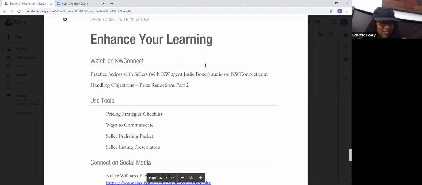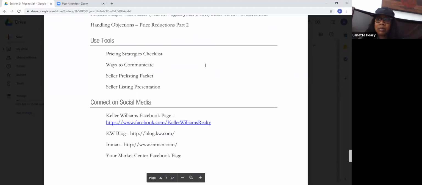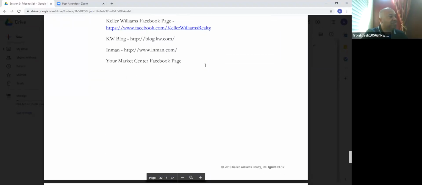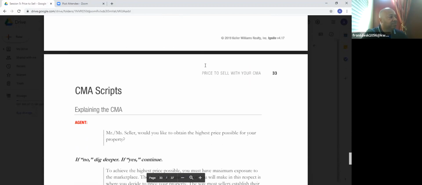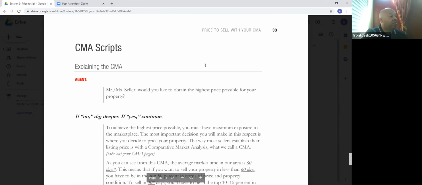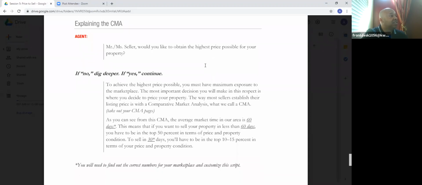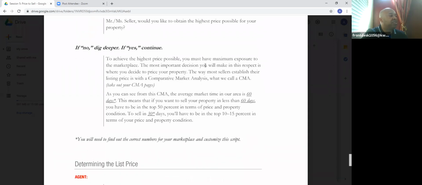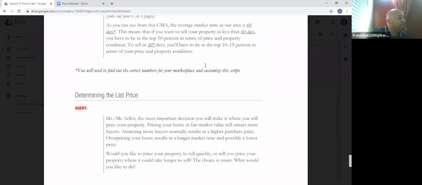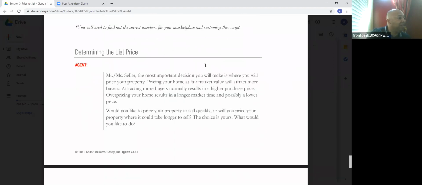Okay. So, let's see. On page 33, these are just some of the scripts. I would just go over those on your free time. Right. Determining the list price.